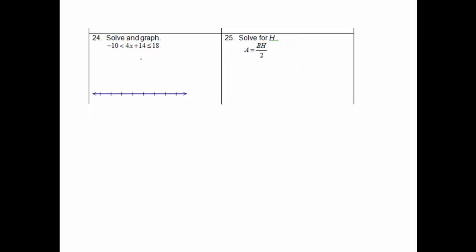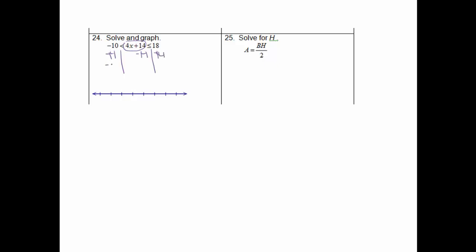Okay, number 24, again, we're going to solve and graph. This time I notice that it's a connected problem, so I'm going to end up with a connected graph when I am done. I'm going to draw lines down both of them. Please remember we're trying to get the x by itself in the middle, so I need to get rid of the 14 first by subtracting 14 from all 3 parts.